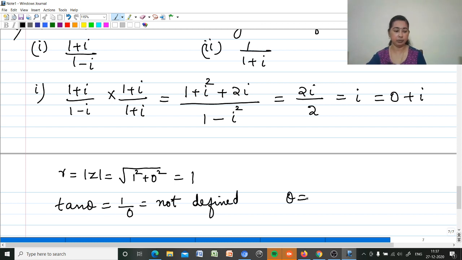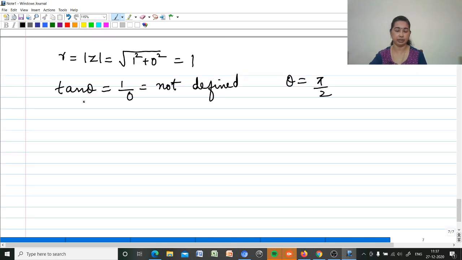Therefore theta is equal to pi by 2. Tan pi by 2 is not defined. So theta is equal to pi by 2. It is asked for modulus and argument. So we got the modulus and argument. Modulus of 1 plus i by 1 minus i is 1 and argument is pi by 2.